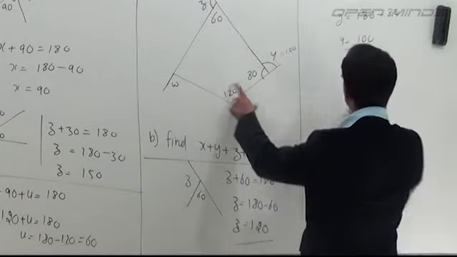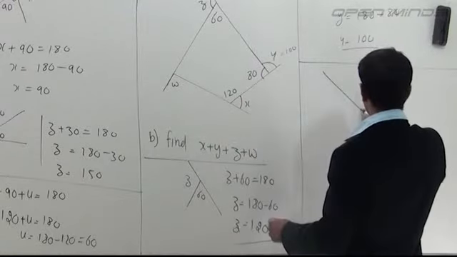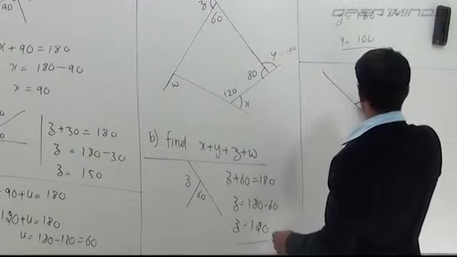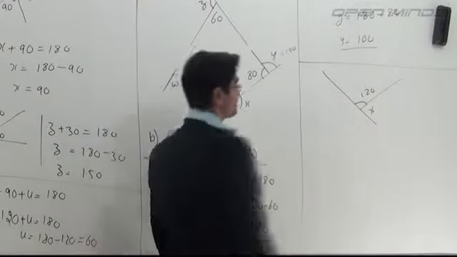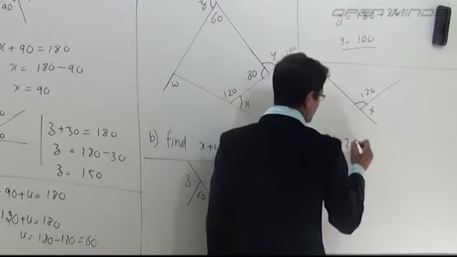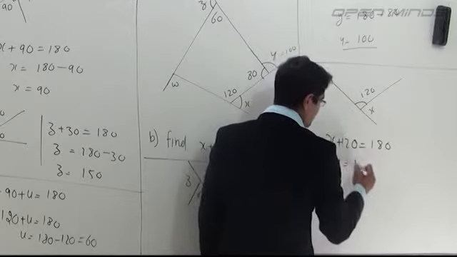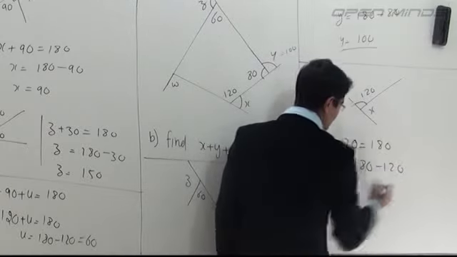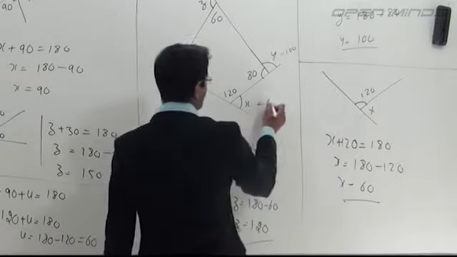Come back again. Here again is a linear line, right? It's a linear pair. So I can write it like this. And that is x. And that is 120. So what happens if I add these two guys? Again, a linear pair. There is x plus 120 is 180 again. So what is x? That is 180 minus 120, which is 60. I got x also. x is 60. Right, cool.